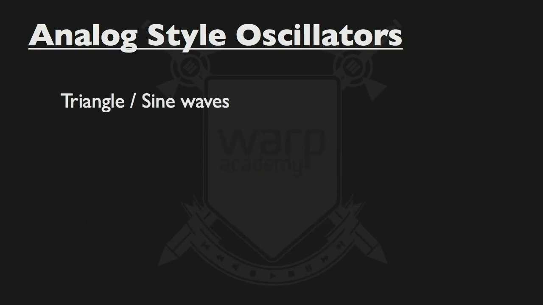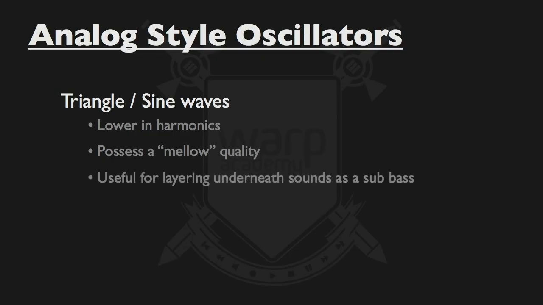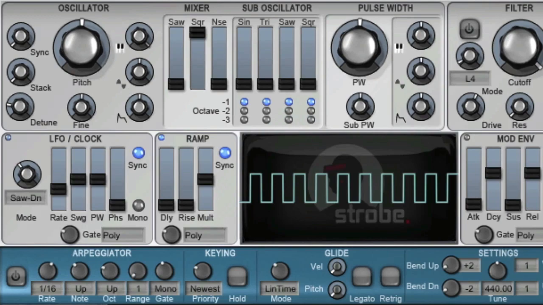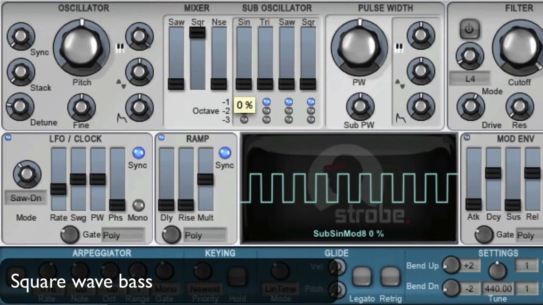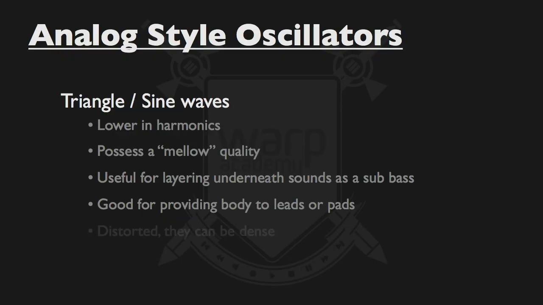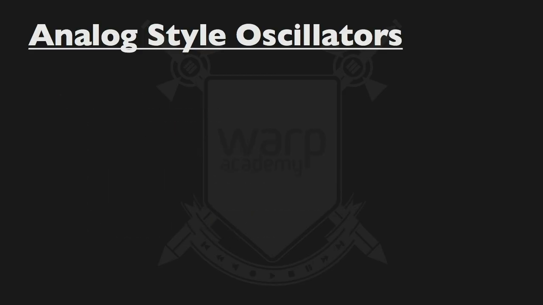Last but not least, I'm going to talk quickly about triangles and sine waves. So triangles and sines are lower in harmonic content and have a bit of a mellow quality. They're useful for layering underneath complex tones as subbasses, or for providing low harmonic body to a lead or a pad. For example, here's a distorted square wave, followed by the same square wave again, with a sine wave layered underneath to form a sub. Distorted, they can actually be dense and are integral to creating balanced tones. They can also provide a great source of deep noises for percussion creation.